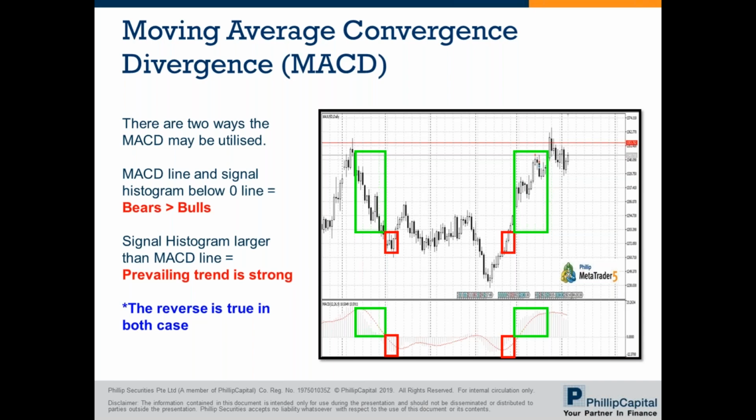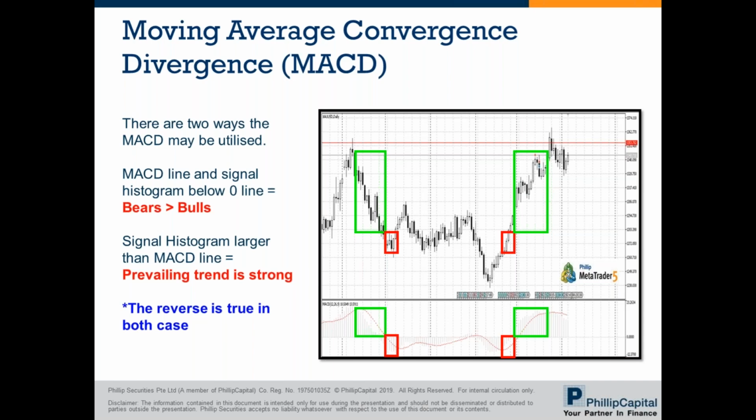So how you use this is that if you observe the MACD line and the signal histogram, so maybe just for reference, the MACD line are the red dotted lines and the signal histogram are the grayed out bars that you observe in the indicator area.